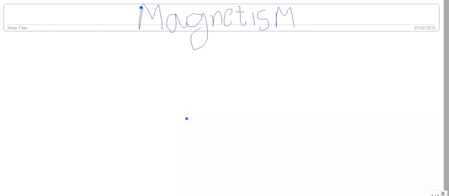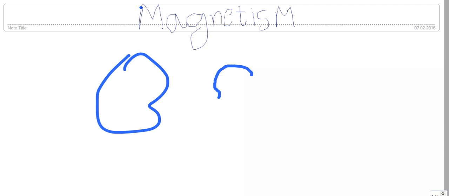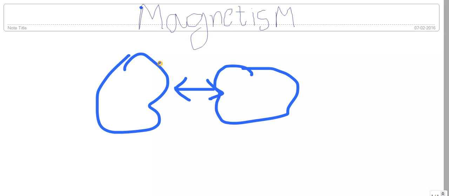Now I'm going to discuss magnetism. What is magnetism? Magnetism is a special property that exists in a particular set of materials. In the early ages, people observed that some rocks used to attract other rocks. So there is a force of attraction between these two rocks, and these types of rocks were found mostly in the area called Magnesia, which is where the term magnetism came from.